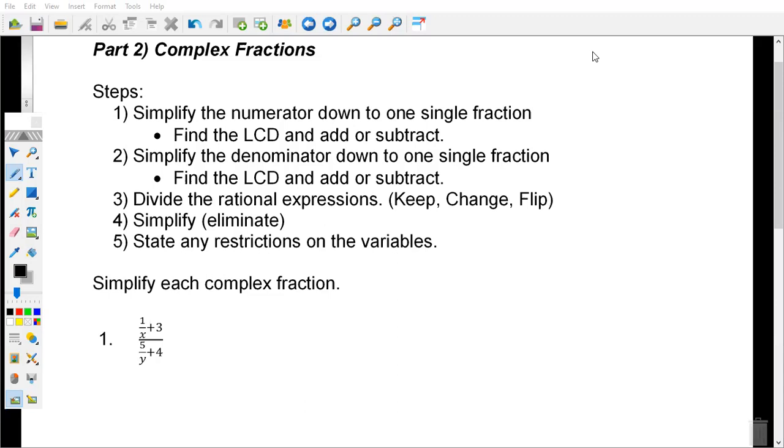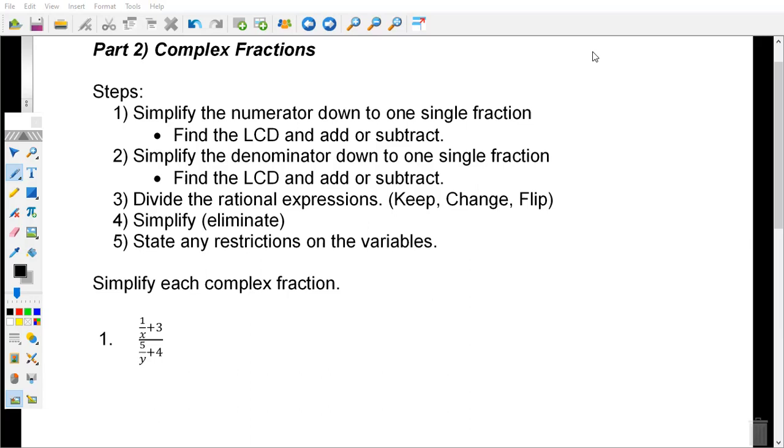And what that means, basically, you want to simplify your numerator down to one single fraction. And again, that's by using LCD rules. And we're going to learn a little shortcut when they're small. And then we're going to simplify the denominator down to a single fraction. And then after that, it becomes divide, which is keep, change, flip, right? Multiplying by the reciprocal, okay? And then you simplify, eliminate if possible, and then state any restrictions on the variables, okay?